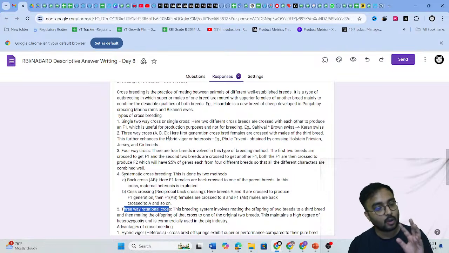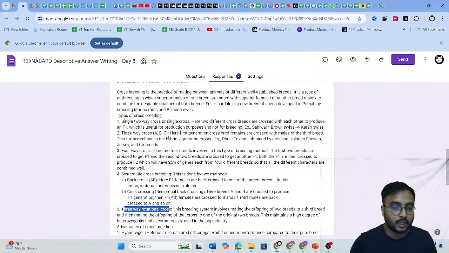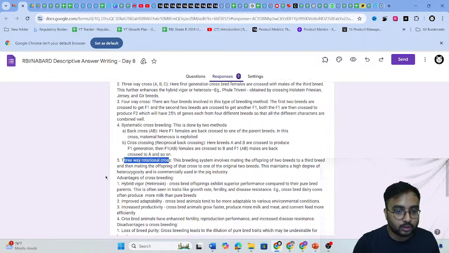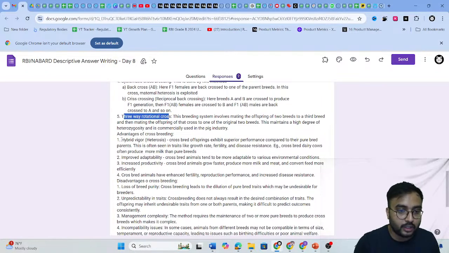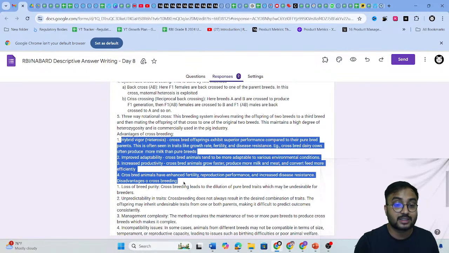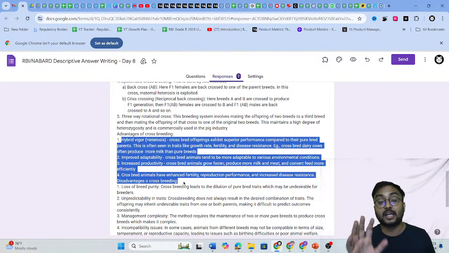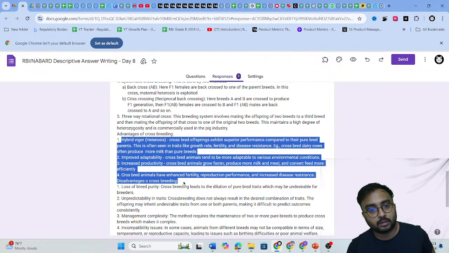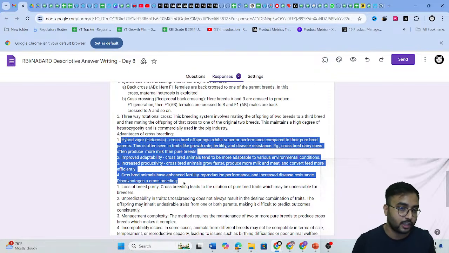Okay, so whatever content you choose, you have to stay within the word limit. Now, the advantages he is talking about: he has given only four advantages, whereas we had given at least six. In this way, his first part, the types of crossbreeding, that point is fantastically written. Advantages: hybrid vigor, improved adaptability, increased productivity, and crossbreed animals have enhanced fertility and reproduction performance.